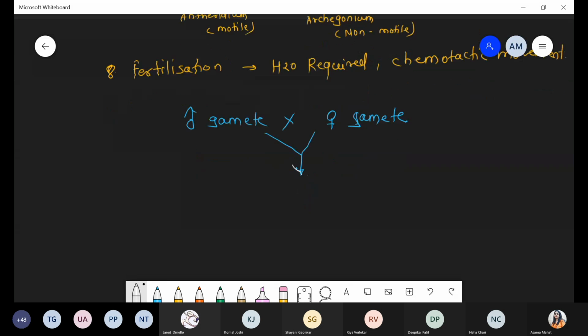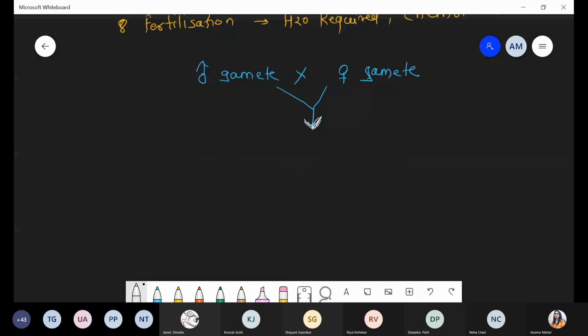What about the land bryophytes? Vedant, even in the case of land bryophytes, they require water, because without water there is no fertilization. Algae, bryophyta, pteridophyta, all of them require water for fertilization. So water is a must. If there is no water, there is no completion of the life cycle.